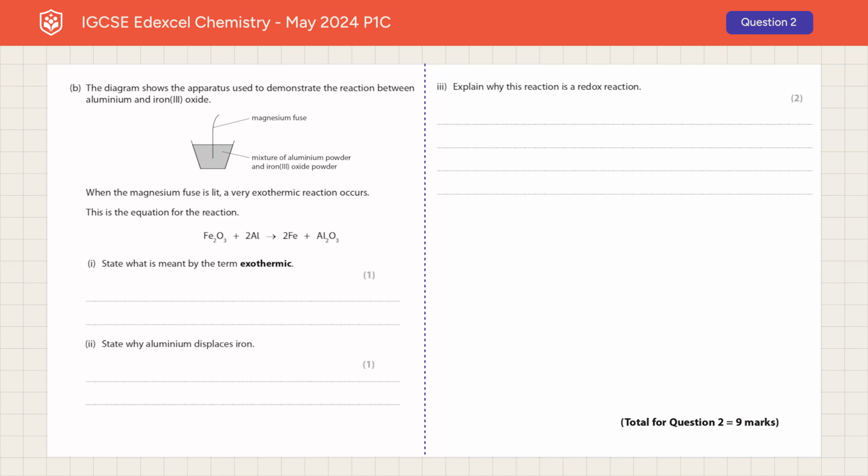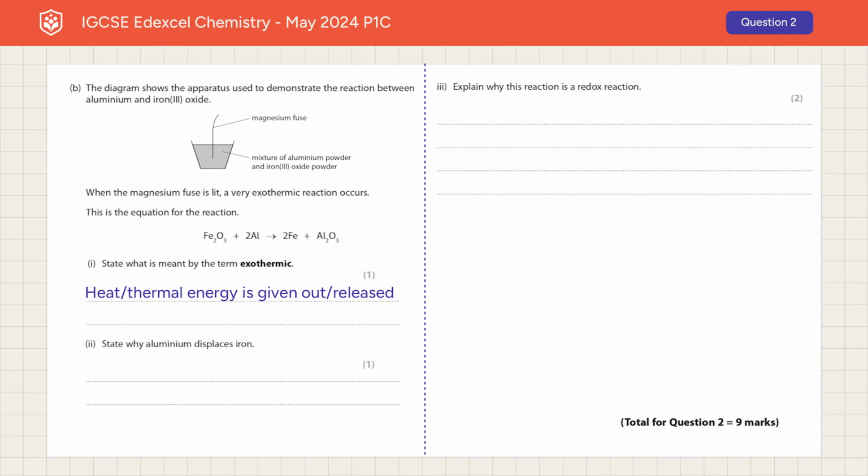Now, part B. Let's apply this idea of reactivity to a dramatic real-world process, the thermite reaction. In this setup, we have a mixture of aluminium powder and iron(III) oxide powder. When ignited by a magnesium fuse, it triggers a spectacular and incredibly exothermic reaction. The chemical equation is Fe2O3 + 2Al yields 2Fe + Al2O3. So, what does exothermic mean? It simply means the reaction releases heat energy to the surroundings. You can see the molten iron glowing because of that intense energy release.